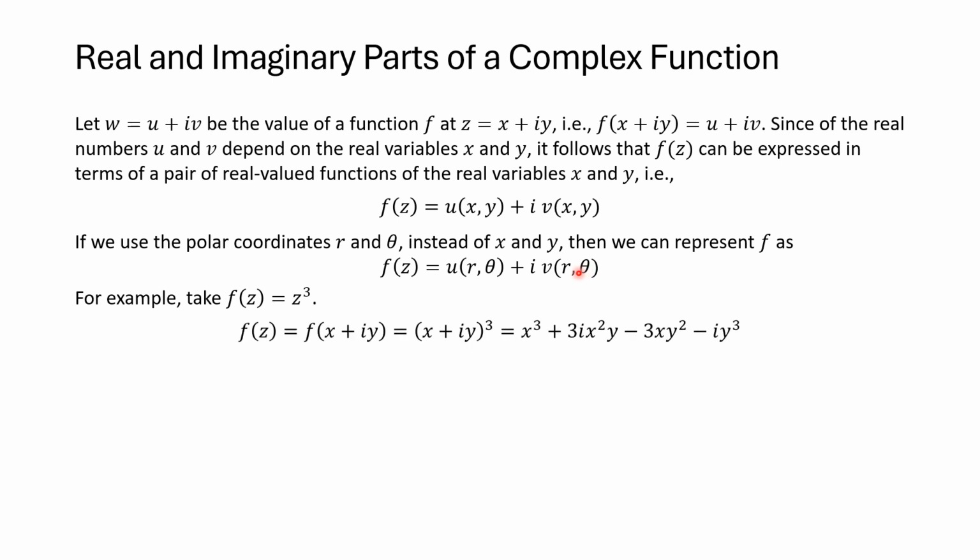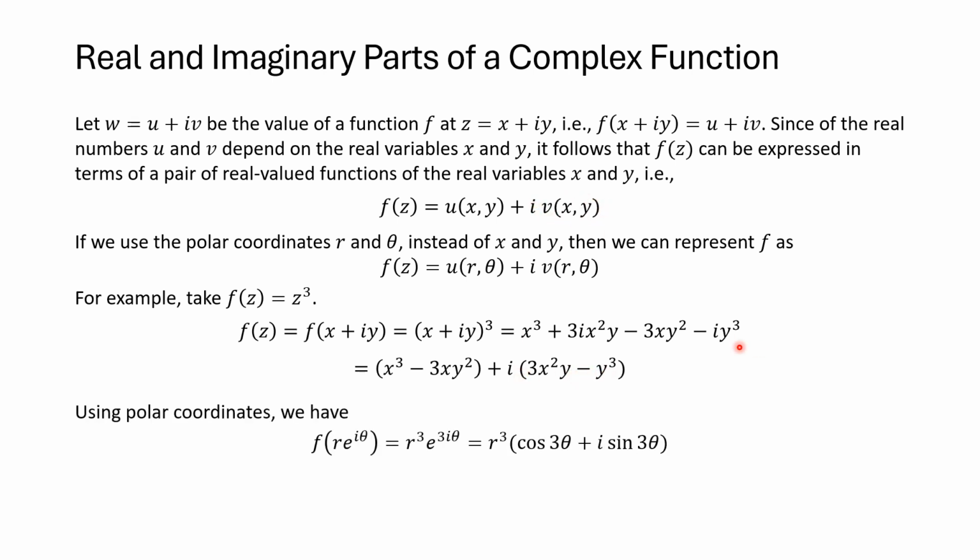Taking an example here, f of z equals z cubed, you plug in x plus iy, you cube it, you get this expression here. You can collect the x cubed minus 3xy squared. That's basically your u of x, y. Then you collect the imaginary terms, 3x squared y minus y cubed. That's your v of x, y.